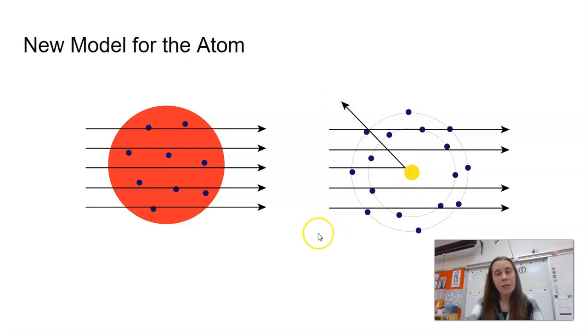All right, at this point in time, we don't yet know anything about neutrons, and in the next video, I'll talk to you more about the different subatomic particles. All right, but this is the experiment that led to the conclusion that there's a dense positively charged nucleus in the middle of the atom.